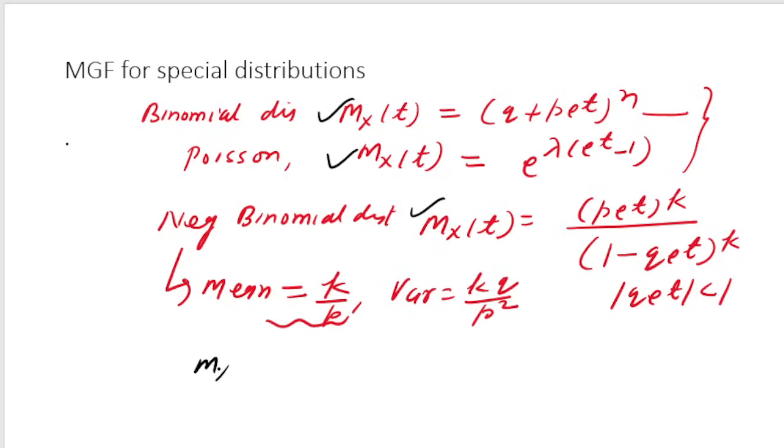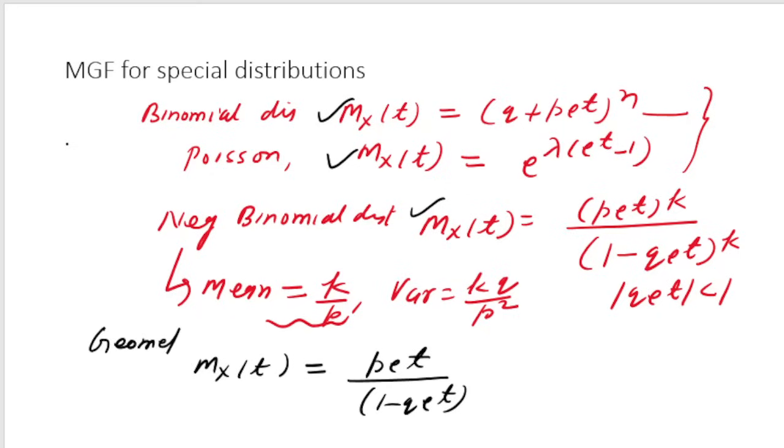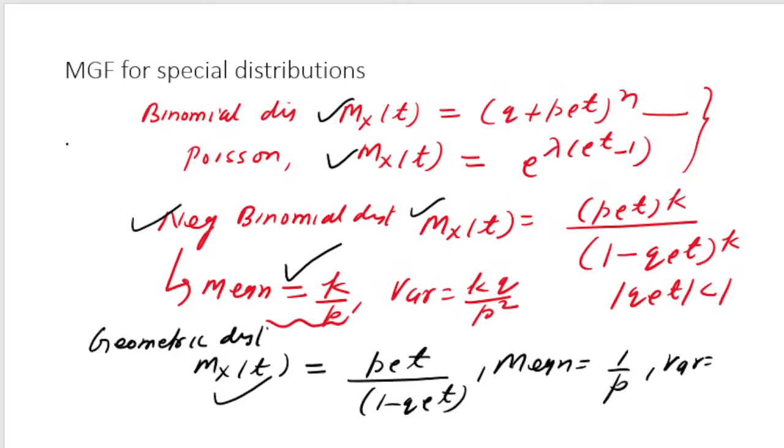Remember this, remember this, remember this. What is the moment generating function for geometric distribution? It is p into e to the power t divided by 1 minus q into e to the power t. If you remember, I might have discussed in the previous video that geometric distribution is just a special case of negative binomial distribution, when we take k equal to 1. You can see from here itself that if you put k equal to 1, you will get this, right? What is the mean in case of geometric distribution? Mean is equal to 1 by p, because k by p is the mean in negative binomial distribution, and we take k as 1. And the variance, taking k equal to 1, is q by p square. So all these things that I have discussed are very important.